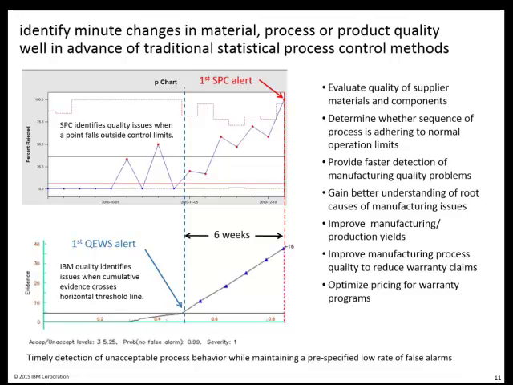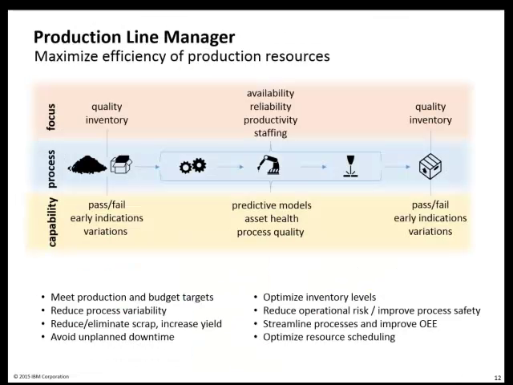The actual benefit here is that in comparison to SPC alert, IBM's quality early warning system has actually enabled organizations to identify quality issues significantly earlier. In this particular case, it's actually 6 weeks earlier in this particular process in comparison to an SPC analysis of that quality process. So if we think about the quality early warning system and applying that to the production line manager, they're concerned about quality in 3 different areas: quality of the raw materials, quality of the actual production process, and quality of the final product.